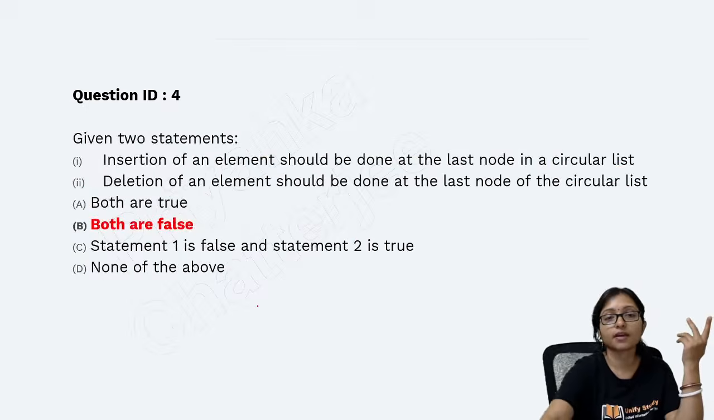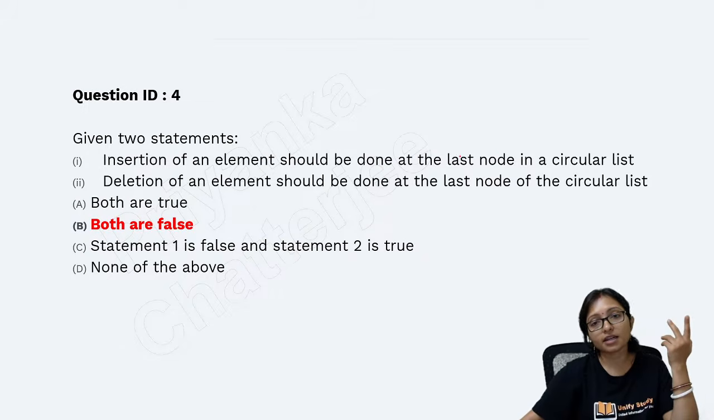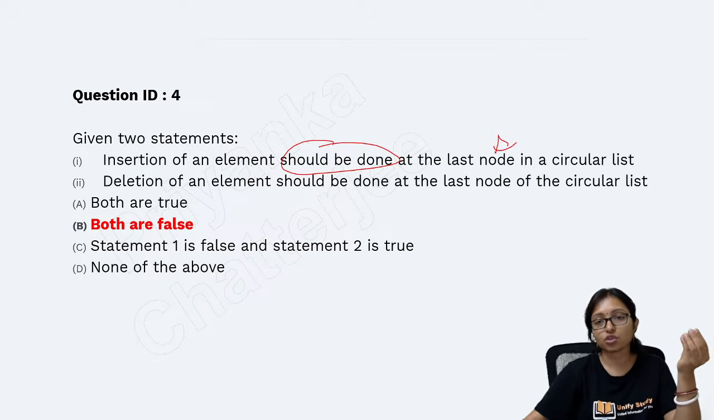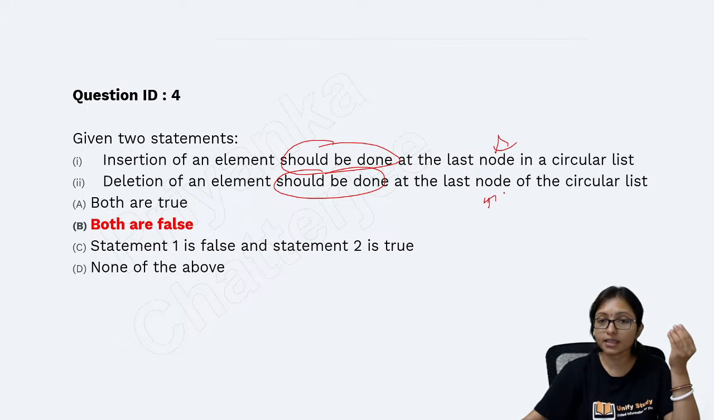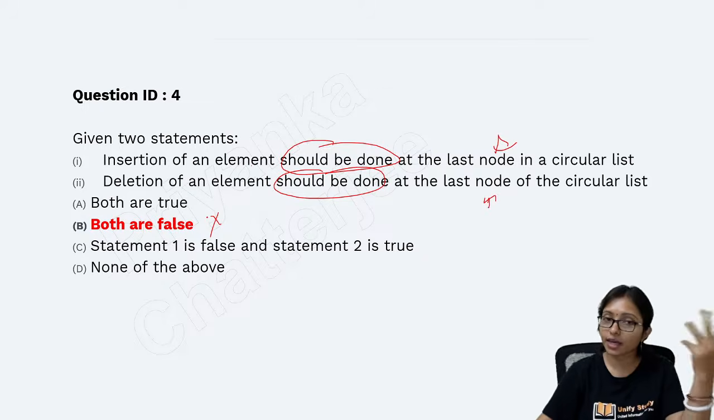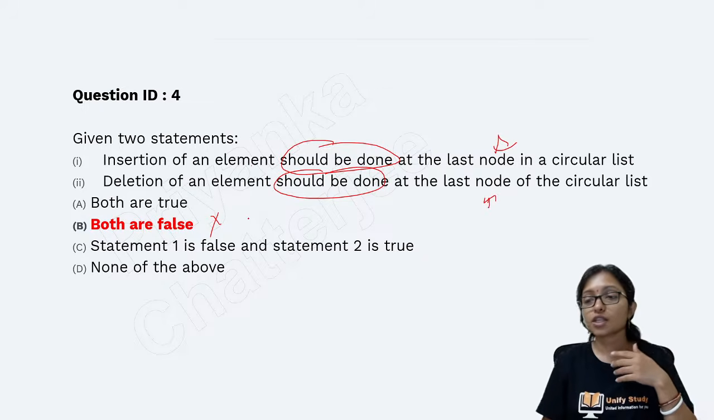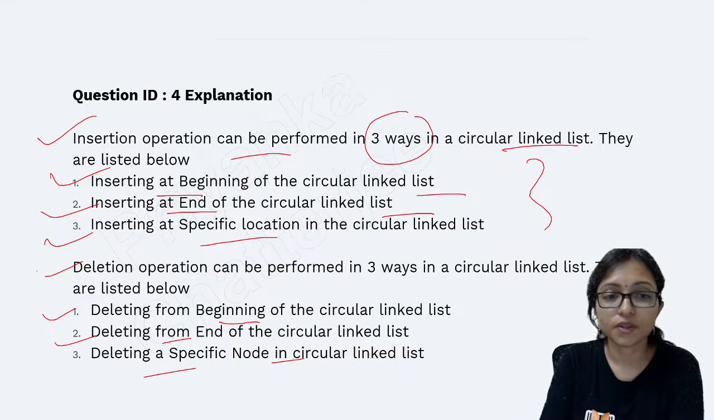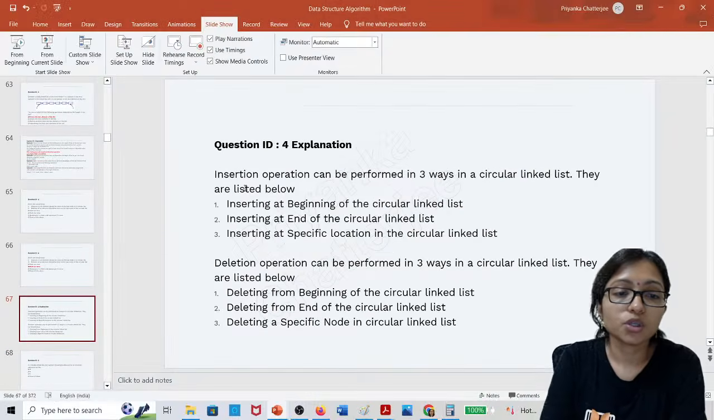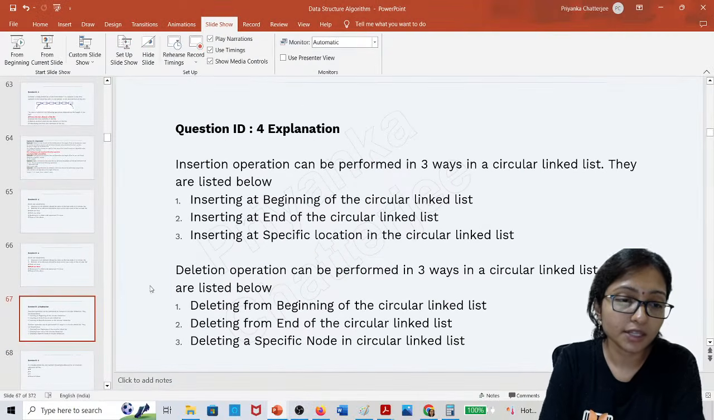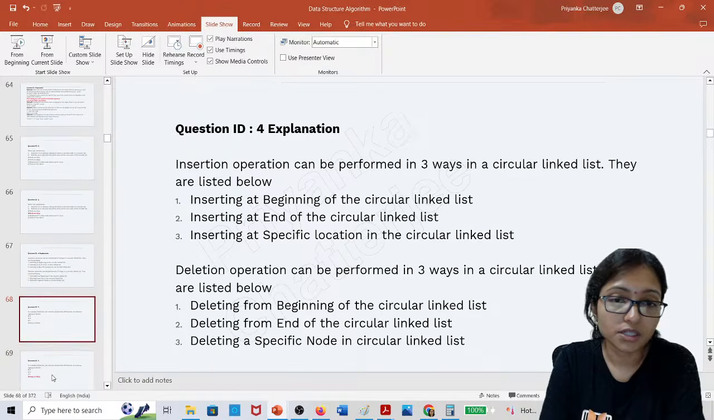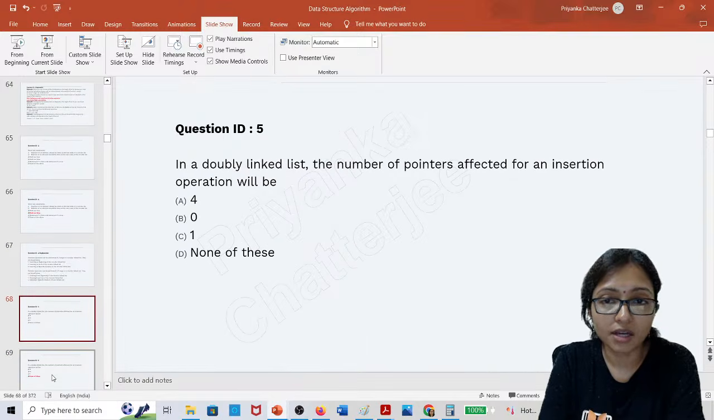Three ways are there. It was given that insertion should be done in the last node, meaning it is telling you only the last node. It is also given that deletion should be done, meaning it is telling only the last node. That is wrong. Both are false because I can do it anywhere. That's why the answer will be false here. Okay. So these are the types of linked list questions that can be asked.